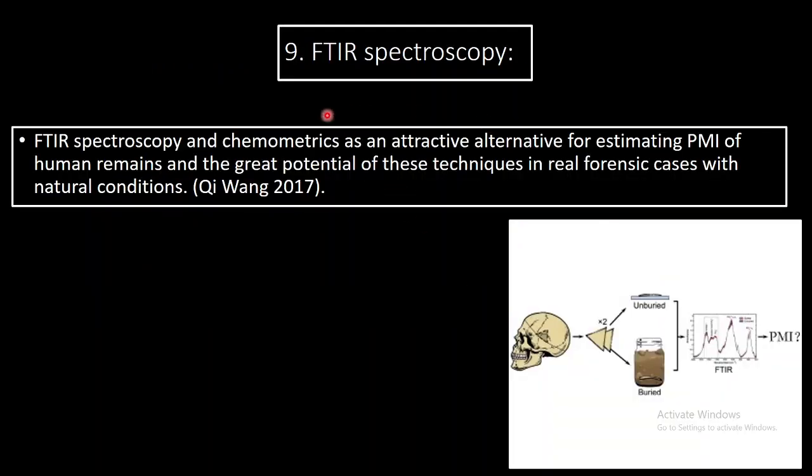And the ninth method is FTIR spectroscopy. FTIR spectroscopy and chemometrics are an attractive alternative for estimating the post-mortem interval of human remains, and this technique has great potential in real forensic cases under natural conditions.